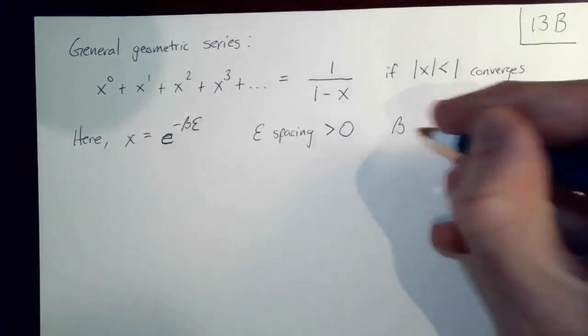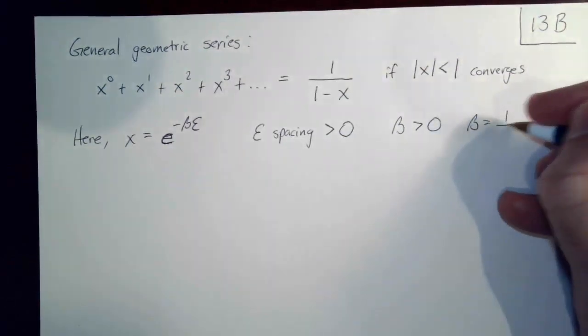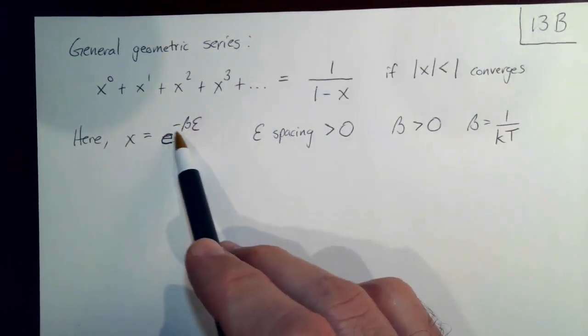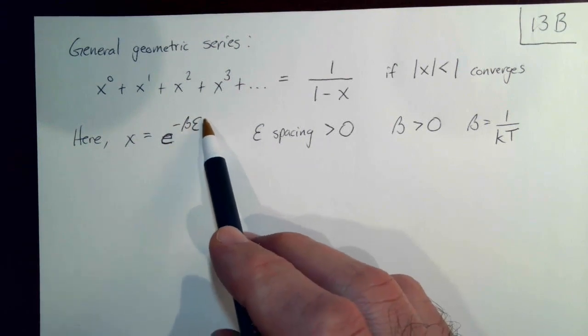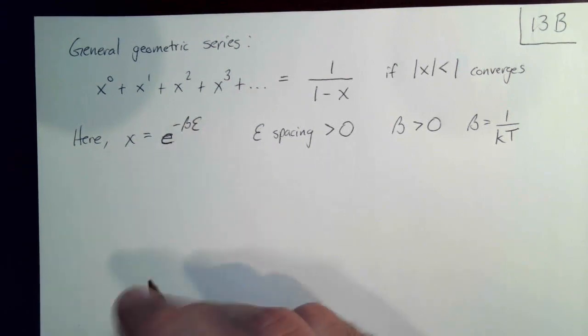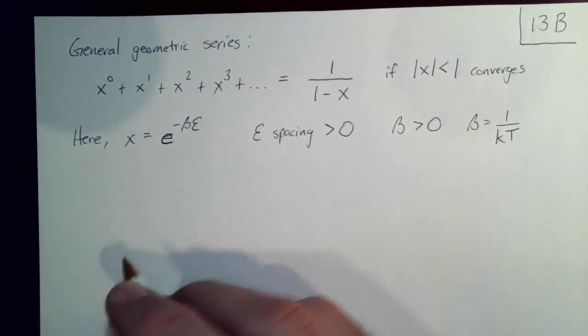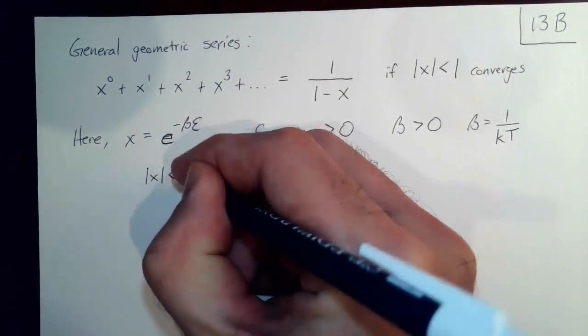Beta is also greater than 0, because beta equals 1 over the product of two positive numbers. So that means this exponent is always negative, and therefore x is going to be smaller than 1. So x is less than 1.